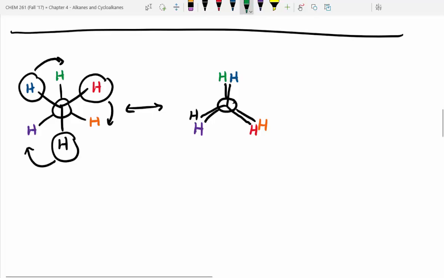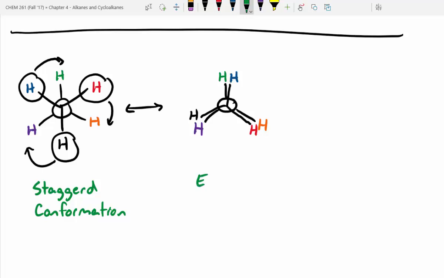This compound, or the conformation, I should say, on the left is referred to as the staggered conformation. And the one on the right is referred to as eclipsed.